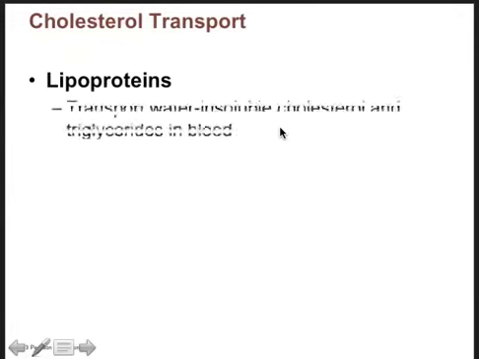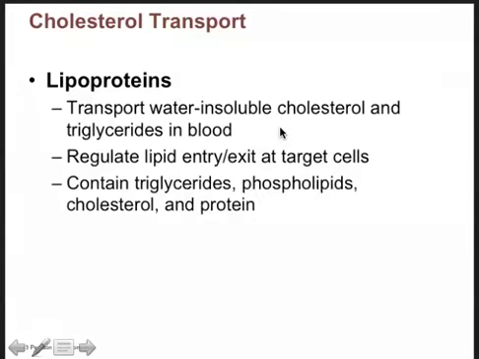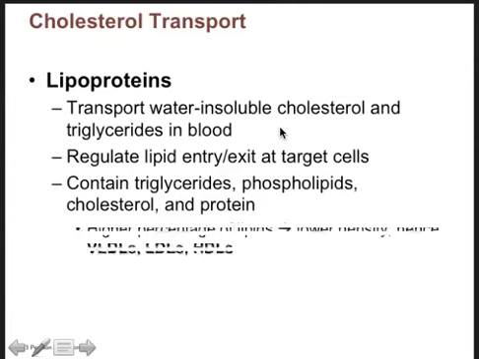Lipoproteins transport water-insoluble cholesterol and triglycerides in the blood. They regulate lipid entry and exit at target cells, and they contain triglycerides, phospholipids, cholesterol, and protein. A higher percentage of lipids that are low density means that you're not in good health.